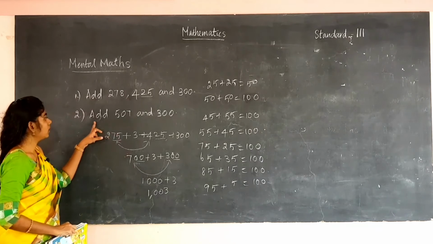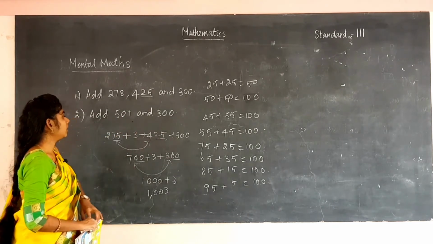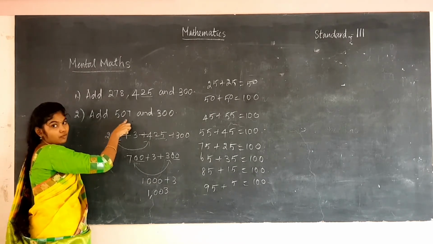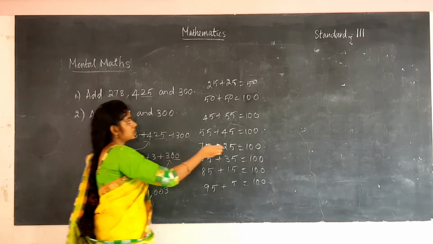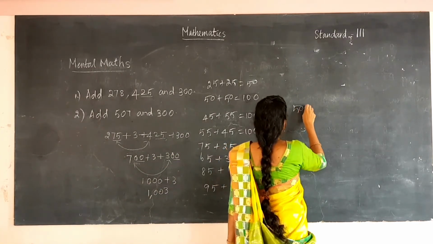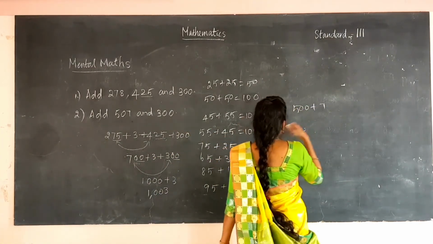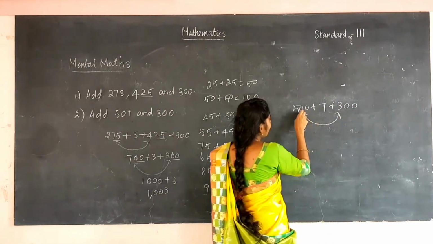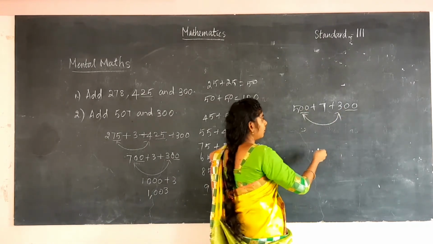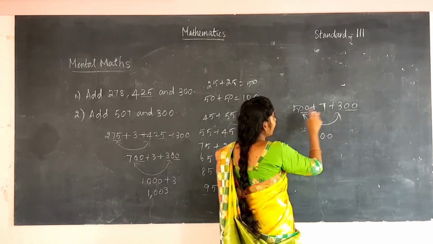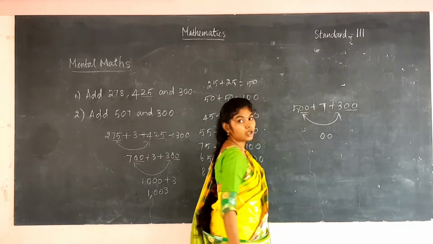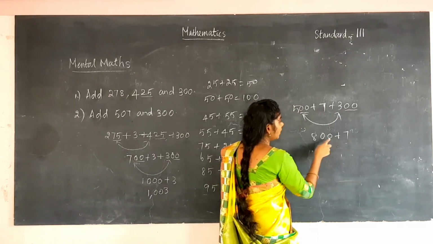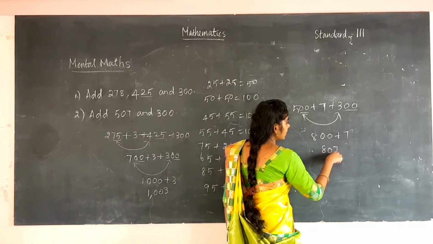And here the next one is 507 and 300. Here 507 and 300, how can we add? Here we can split the number as 500 plus 7. Then the other number is 300. So first we can add these two numbers because the last two numbers are 0. So we can easily add that. So write 0, 0. Then add the hundreds place numbers 5 and 3. So you will get 8. So write 8, plus the remaining number is 7. So write 7 in the ones place. So you will get the answer 807.